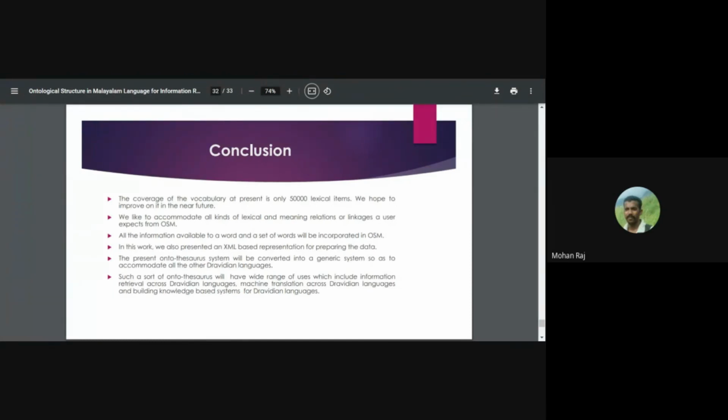And this type of approach provides a powerful way for data presentation and knowledge mining. This is the conclusion.